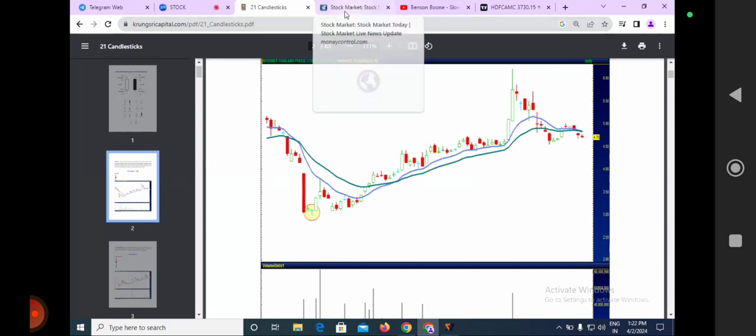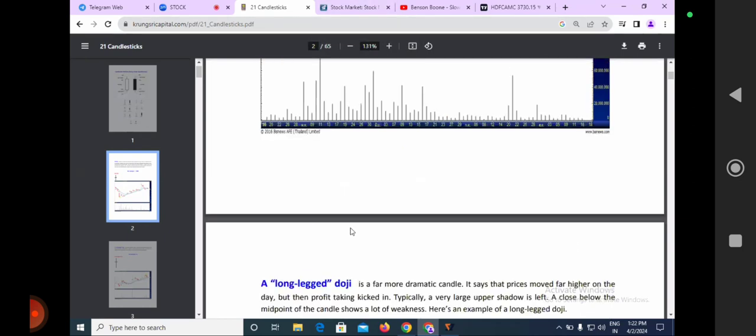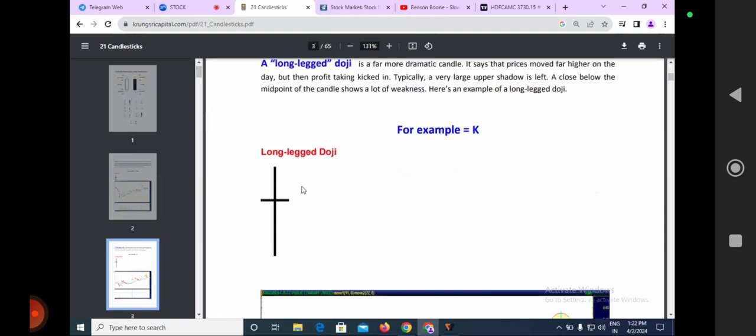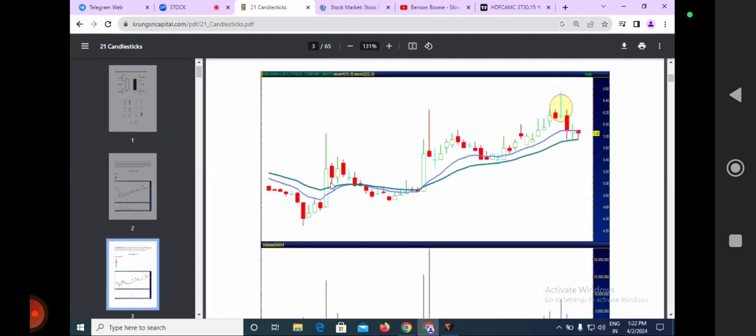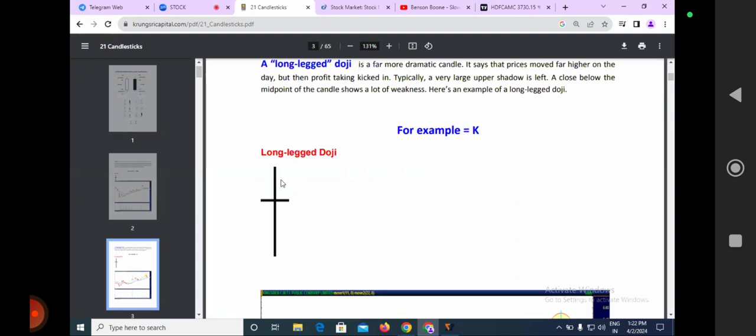Now let me take you to the next doji candle. This next doji candle is called a long doji candle. It can also be called a long leg doji. This is very similar to what a doji is all about. There are different types of doji, my dear friends. Whenever a doji candle appears in your trading terminal, it means the market is going opposite to the direction which you are seeing here.